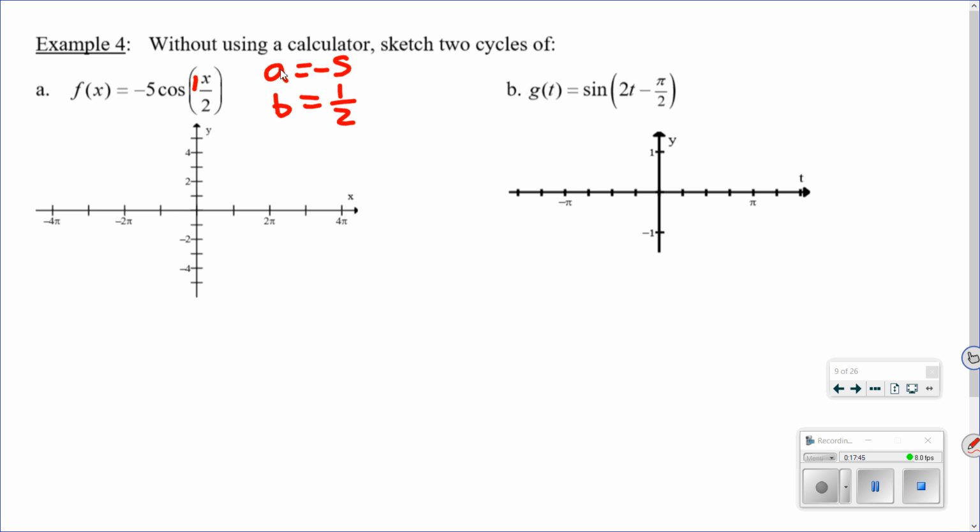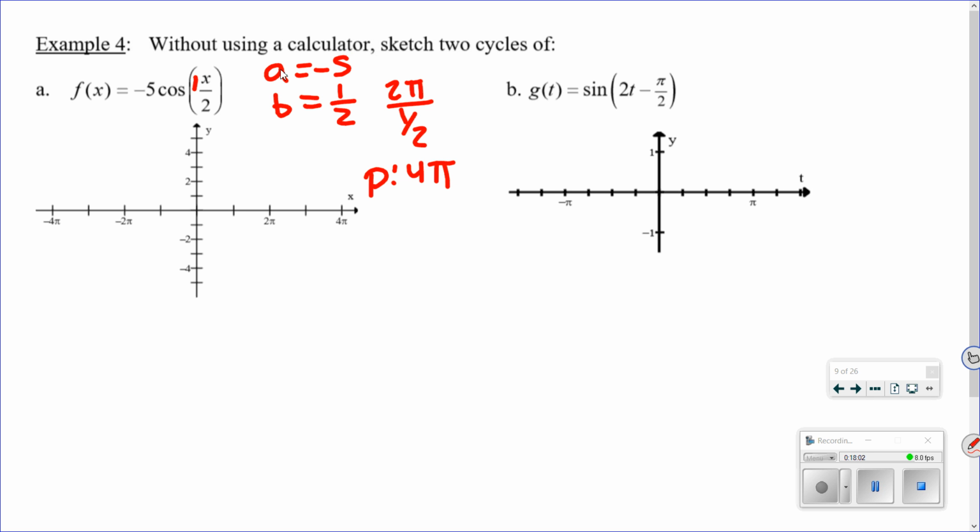Because B is a half, take the normal period, which is 2 pi, and I divide it by B. So 2 pi divided by a half. Well, when you divide by a half, it's the same as multiplying by 2. So 2 pi times 2 means the period is equal to 4 pi.